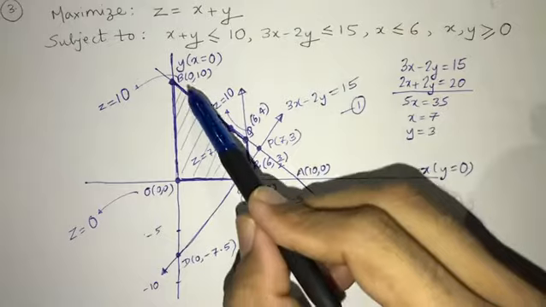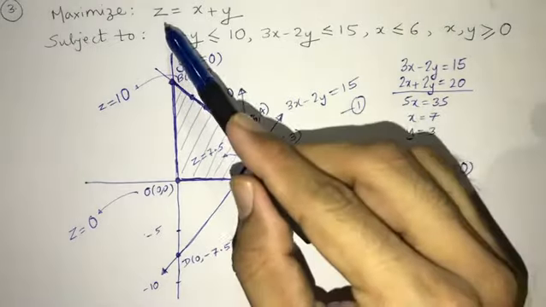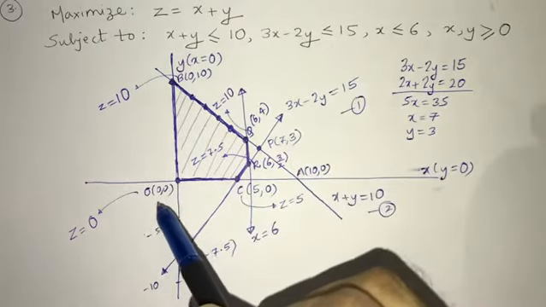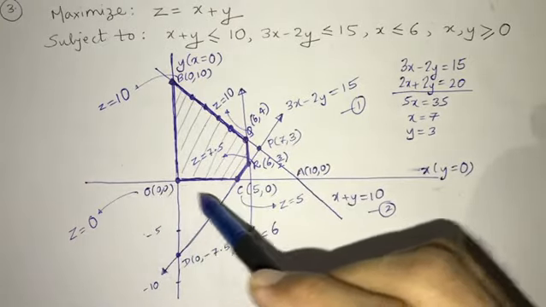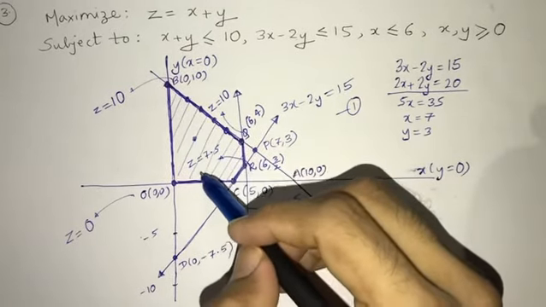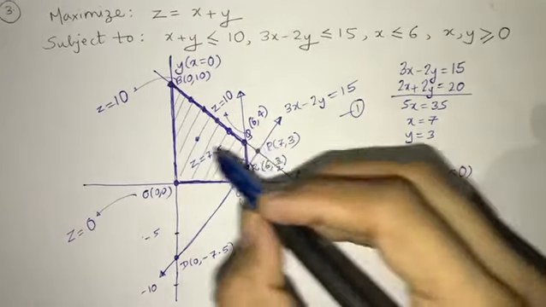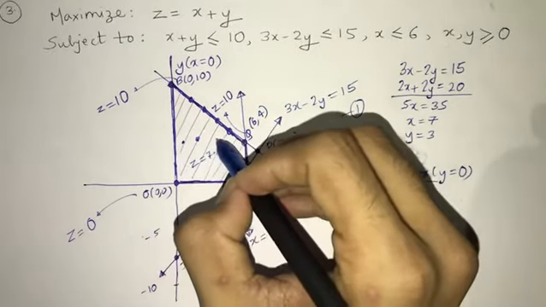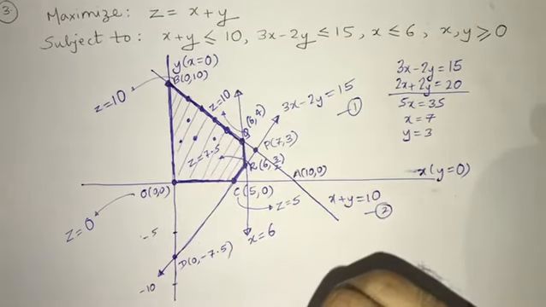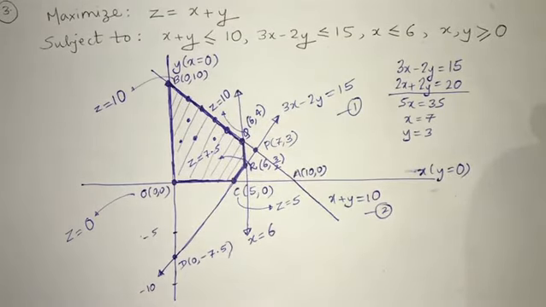We are going to find the value of z for different points on this feasible region. I will obviously find the values of z only at the corner points. You can also randomly pick any point from the feasible region and find the value of z. You'll get a value of z less than 10. You're going to get 10 only on that straight line, and that is the maximum value of the sum.